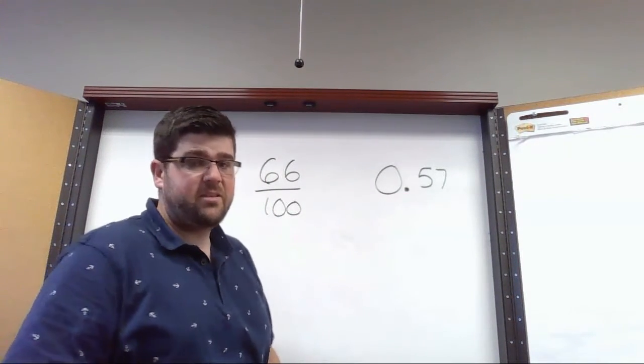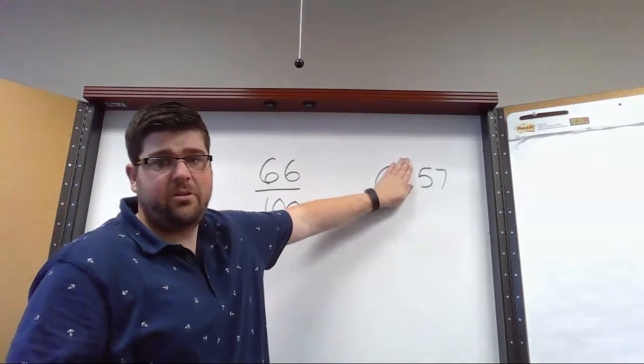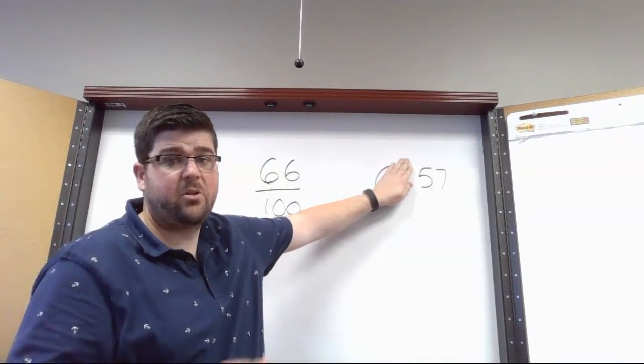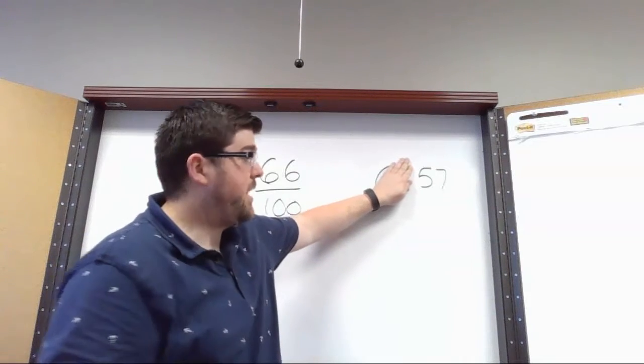For me to figure out how to say this decimal, I'm going to cover up the 0 in the decimal part. I'm just going to say that number the way I normally would. So this number is 57, right?